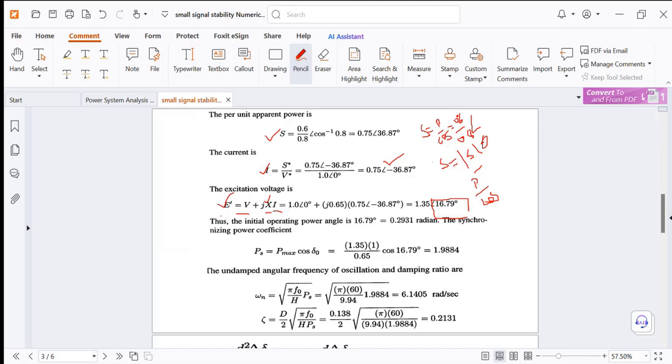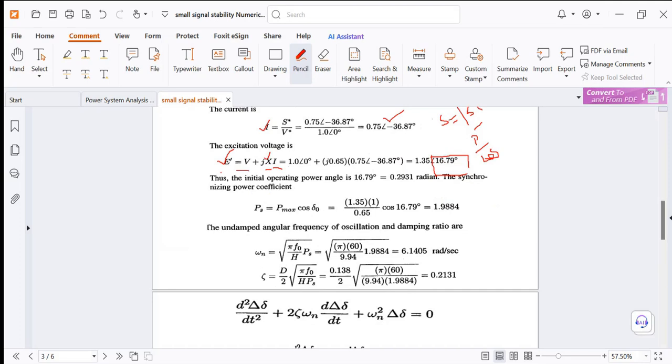So PS is equal to, and why are we interested in finding out PS? Because PS will help us in calculating omega n and zeta. And why are we interested in calculating omega n and zeta? Because both of these will be used in the delta and omega, or frequency, formula. First, PS is equal to P max cos delta naught. This you know from our small signal stability derivation lecture. Simply putting the values in this formula, we will have the value of PS equal to 1.9884.